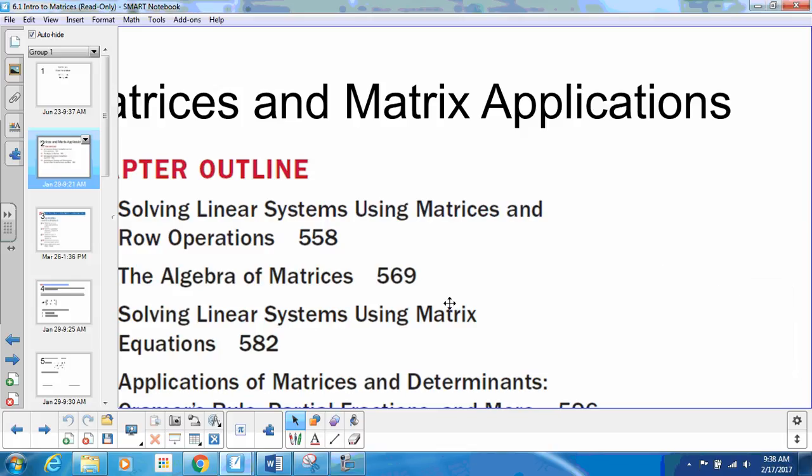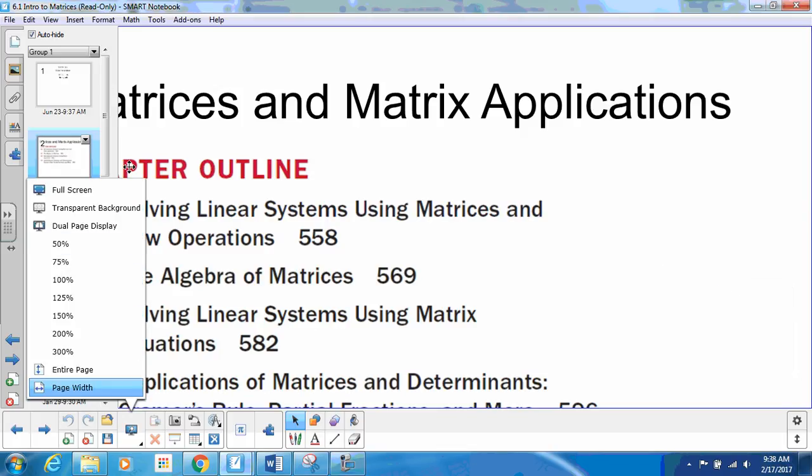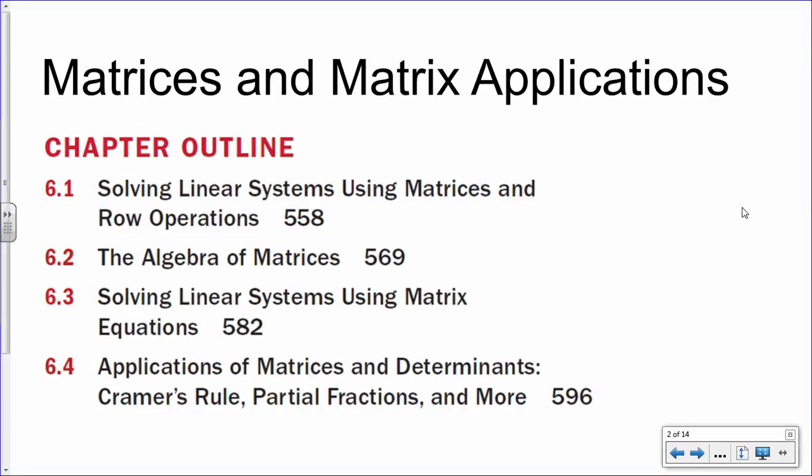Okay, so we're going to start chapter 6. We'll get just started on 6.1. So 6 is about matrices. Matrices will be what we're going to use to help us solve systems. So we're still going to be doing systems, but this time we're going to be using matrices for that.